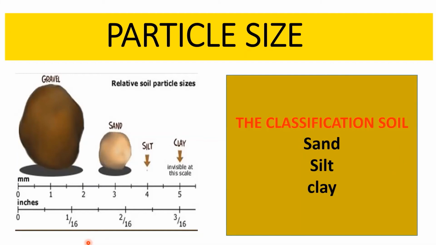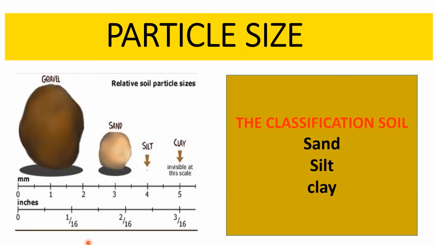The classification of soil particles is three: sand, silt, and clay. Sand is the largest mineral component. Because of their large size, the particles do not pack together easily.